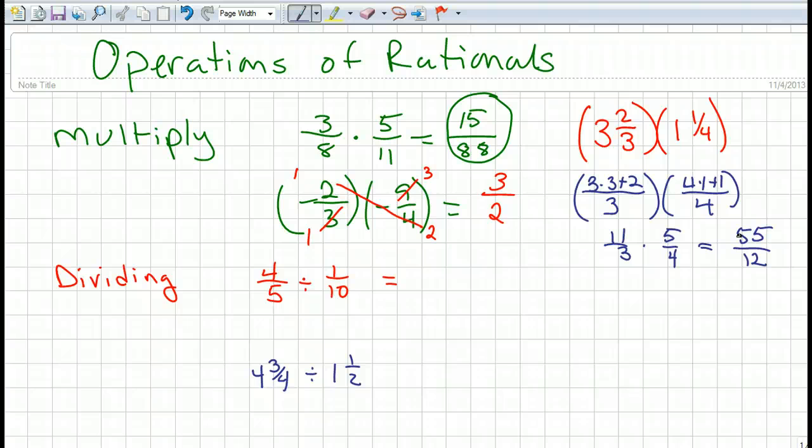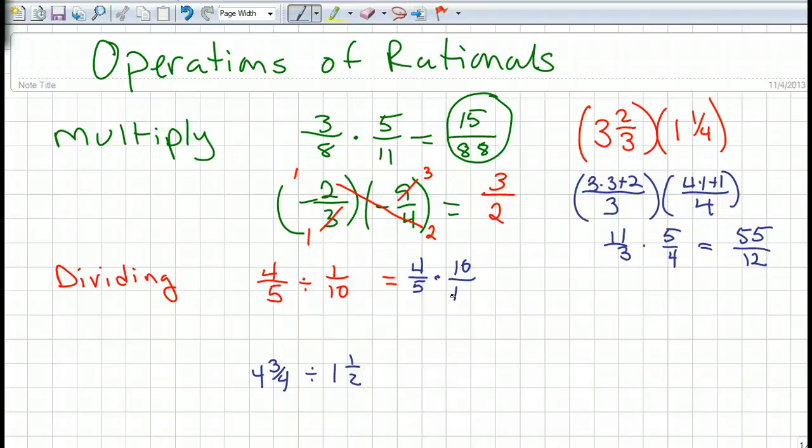So dividing is really the same thing, but there is a problem. You got to do something before you even divide. What am I going to do? Do you guys remember? Yeah, I flip which one? The second one? Yep. So that becomes 10 over 1.